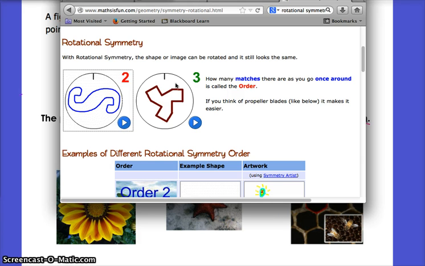Let's look at this one. Make a prediction about what the order would be of this image. Once it makes one full rotation, how many times will it have landed on itself? The key thing is not to count the starting point and the ending point as 2. That's going to be 1, okay? So they don't count the first one, but they'll count it when it gets back to this. So let's see. 1, 2, 3. So this would have an order of 3.